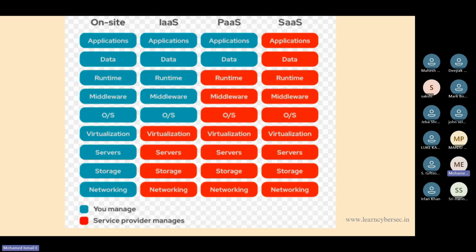In platform as a service, they provide the OS and the respective space to install the software. You only install the software and the data. That's all in the PaaS. SaaS, everything is provided by the cloud.